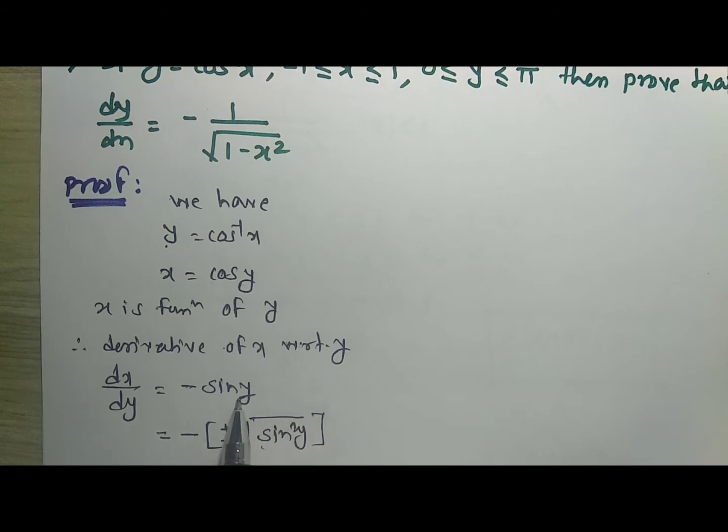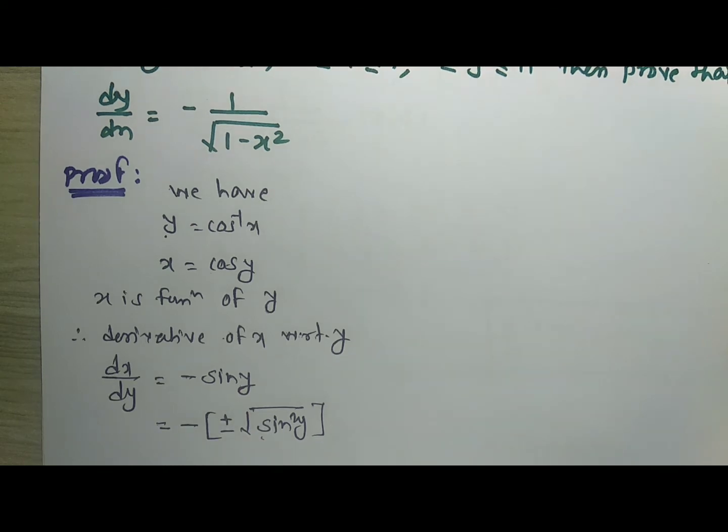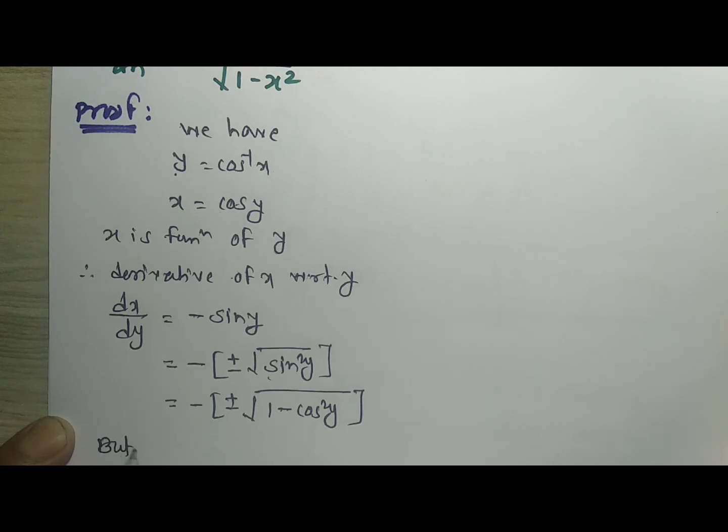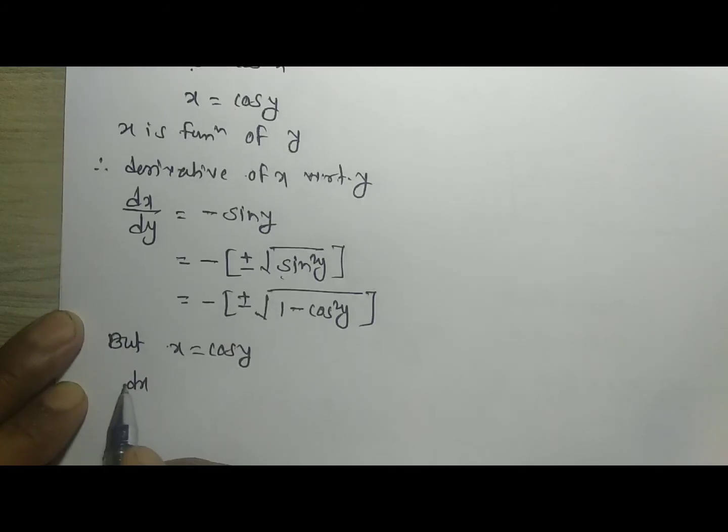Sine square y under the root is nothing but sine y, but whether it is positive or negative is considered by using your domain or codomain. Right now we have to put the value for that. Sine square y is nothing but 1 minus cos square y, and we know that x is equal to cos y here, and therefore dx divided by dy is equal to minus, inside the bracket plus minus square root of 1 minus x square here. Now what is the sign of that value, plus or minus?